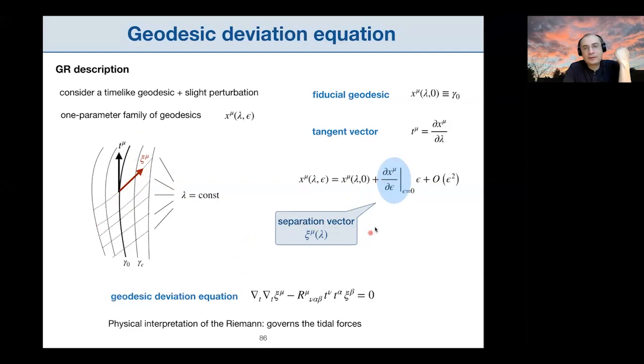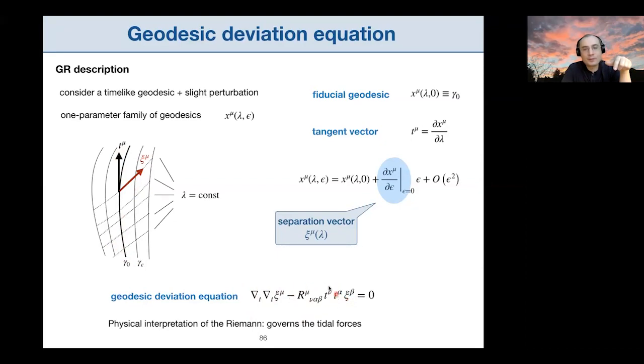And now it turns out that this vector xi mu has to satisfy its own ODE, ordinary differential equation, along the geodesic over here, which we can write this way. It's a second order ordinary differential equation consisting of, first of all, a term which is the second covariant derivative of this vector xi along the curve gamma zero, so the second derivative with respect to the tangent vector t, minus the Riemann curvature tensor appropriately contracted with the tangent vector to our fiducial geodesic t and xi.